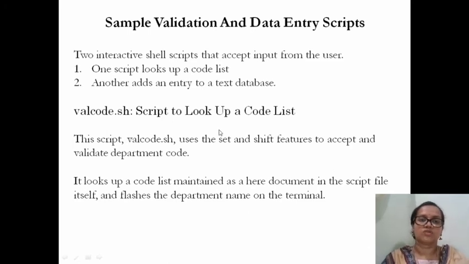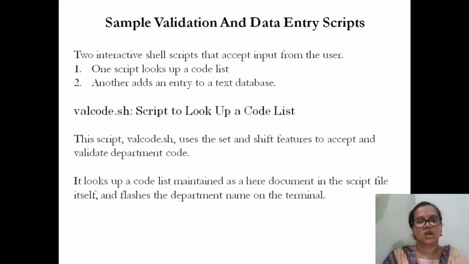Okay, so after knowing about this, we want some validations to be put in for our data entry scripts. See, the two interactive shell scripts that accept input from the user are one script that looks up the code list, and another which makes an entry to a text database. Here we are purely keeping in mind that we are accessing a sample database called emp.list. In that we have already coded valcode.sh, a script to look up a code list.